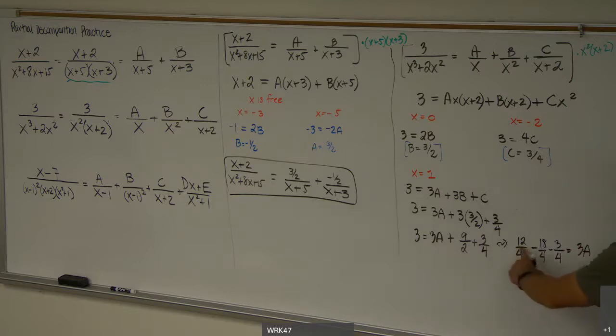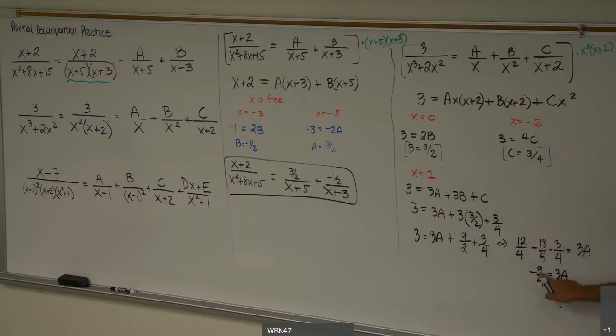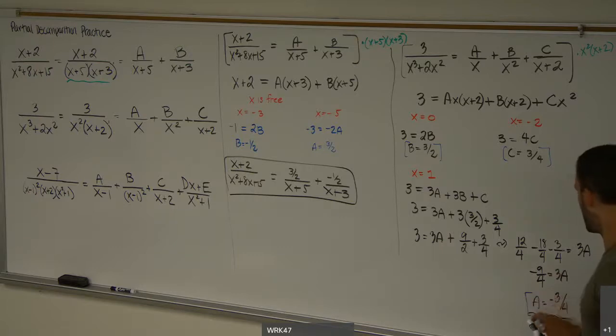So what do we get? We get 12 minus 18, which is negative 6. Negative 6 minus 3 is negative 9. So we're going to get negative 9 fourths equals 3a. Dividing both sides by 3, the 3 and the 9 will reduce, and we get a is negative 3/4. So we have our 3 unknown numerators, a, b, and c.